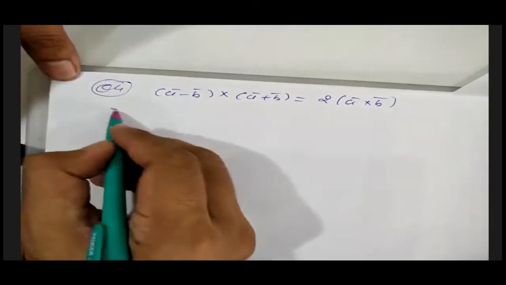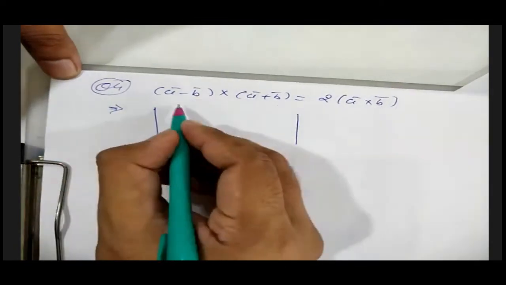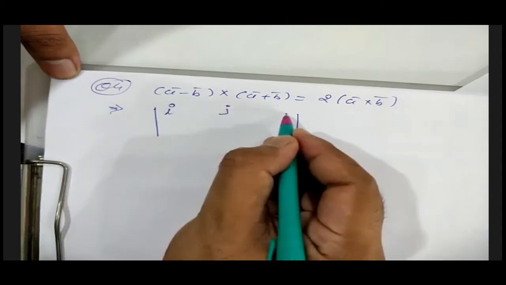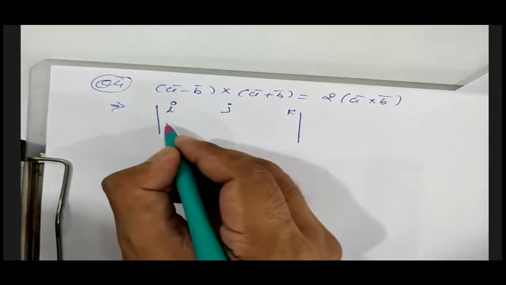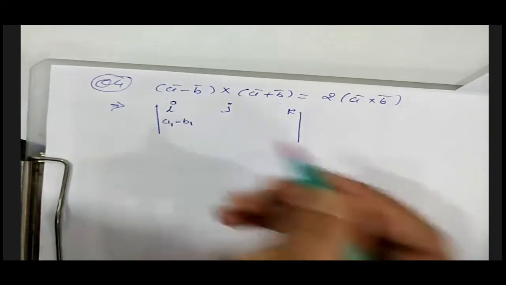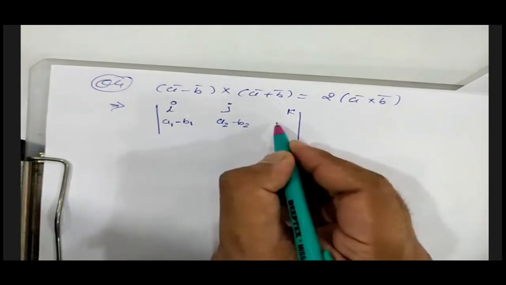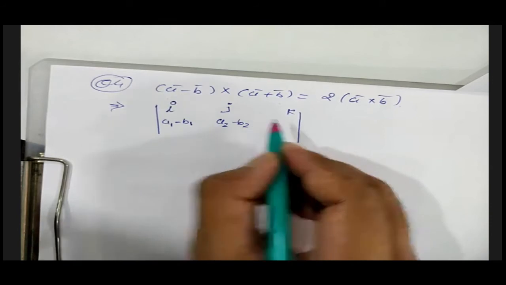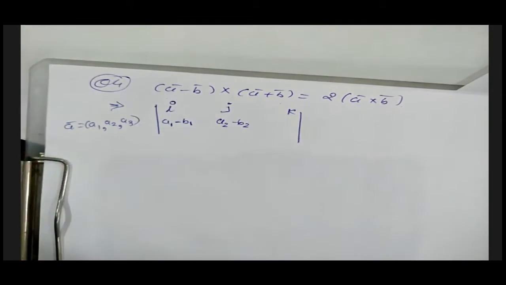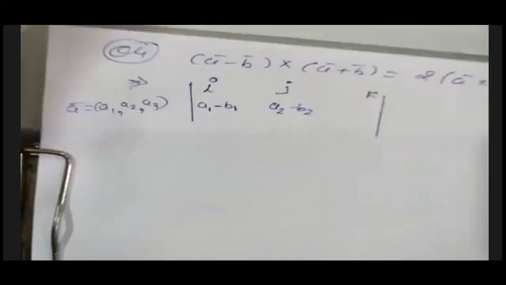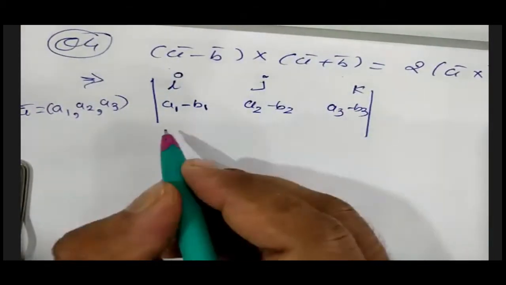As we know, the cross product can be written as a 3 by 3 determinant, where the first row is i, j, k and the second row is a minus b. So let's write a1 minus b1 as the x component, a2 minus b2 as the y component, and a3 minus b3 as the z component. A bar has 3 components: x, y, z.